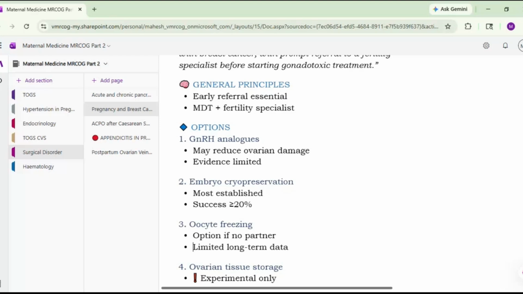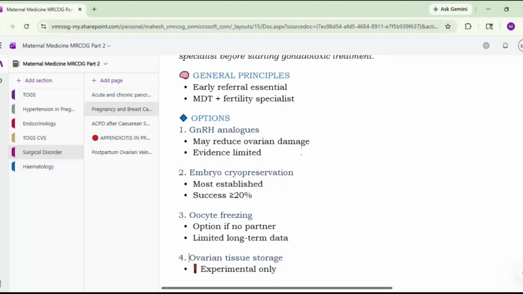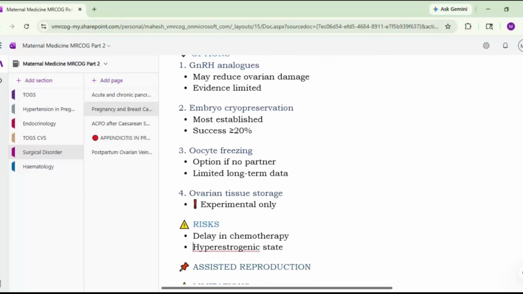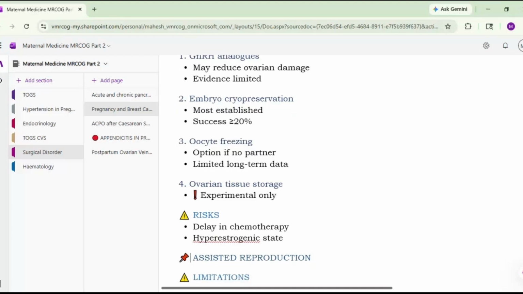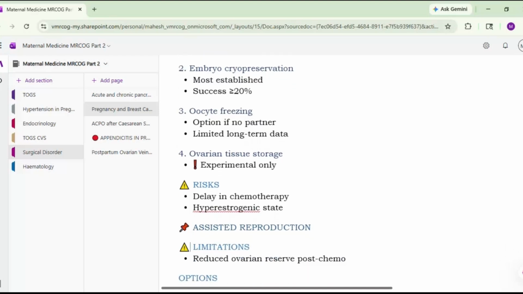The second option available is embryo cryopreservation. It is the most established. Success rate is more than 20%. However, it is possible only for patients who have a partner. Then another is oocyte freezing. If there is no partner, then this is the option available. The patient can go for oocyte freezing. However, limited long-term data is available regarding this. The next option is ovarian tissue storage, but it is at an experimental stage only. The risks may be delay in chemotherapy and a hyperestrogenic state.